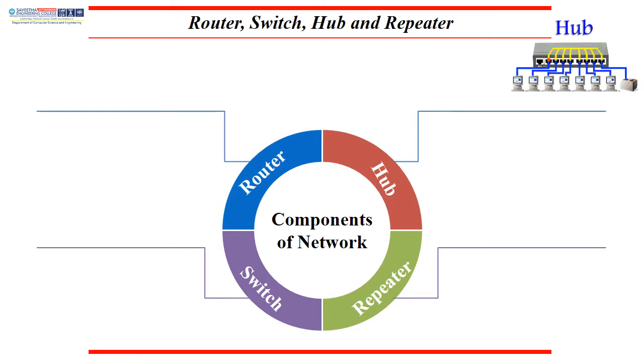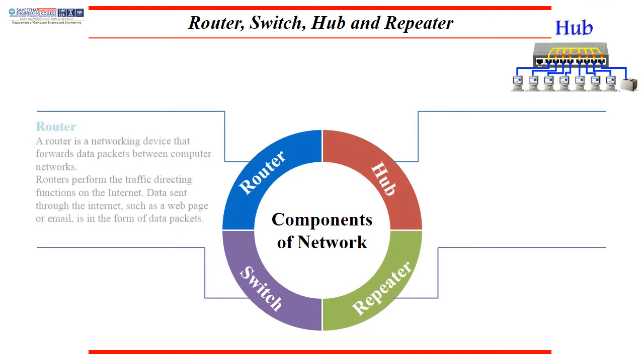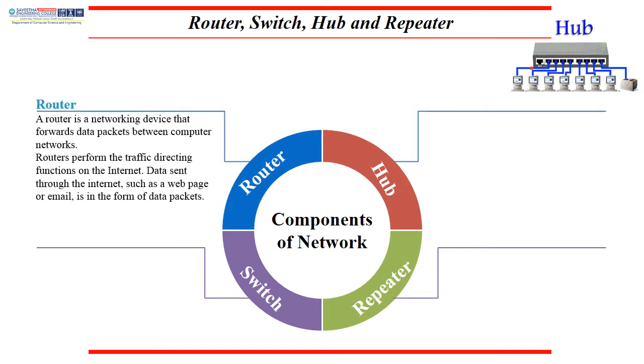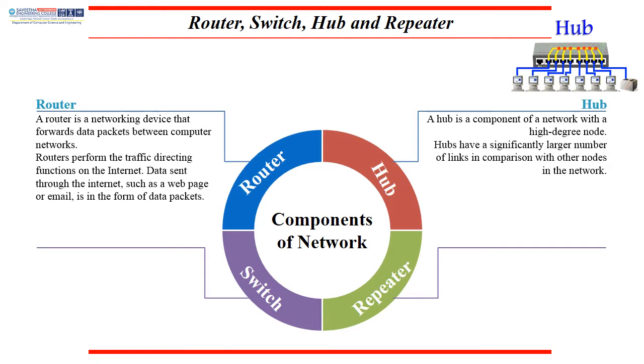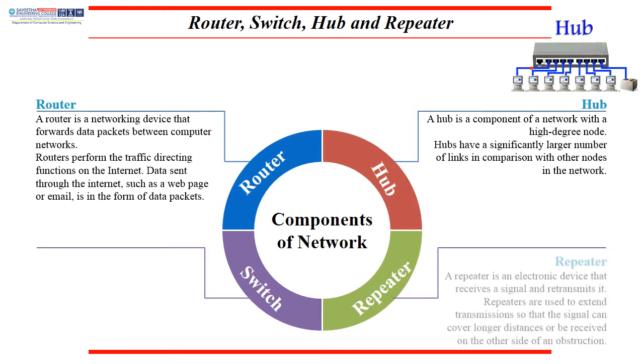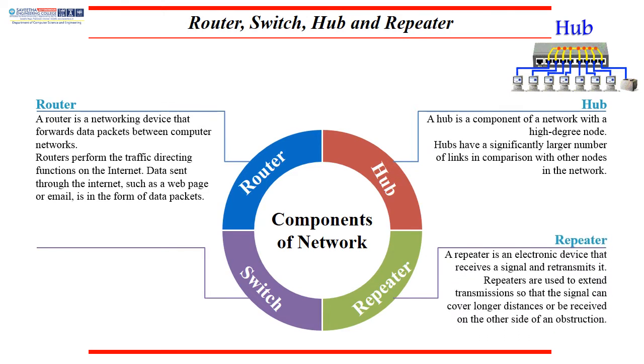So first one is router. A router is a networking device that forwards data packets between computer networks. Second one is hub. A hub is a component of a network with a high degree node. Hubs have a significantly large number of links in comparison with other nodes in the network. Third component is repeater. A repeater will just work like an amplifier. A repeater is an electronic device that receives signal and retransmits it.